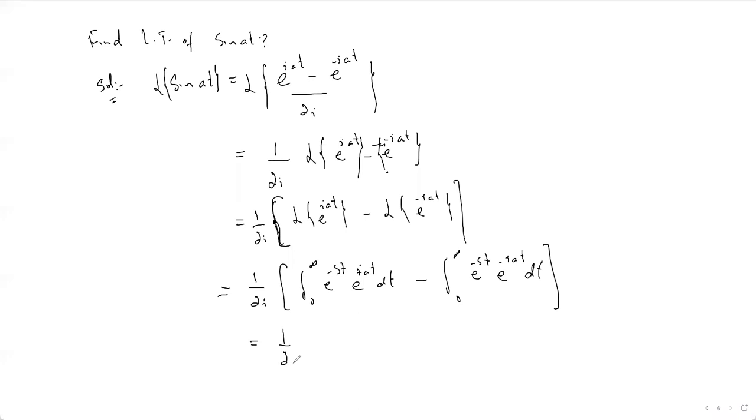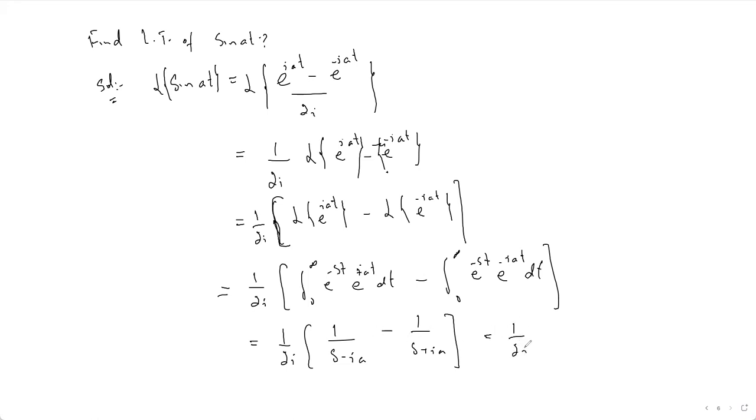This will be 1 by 2 iota, 1 divided by s minus iota a minus 1 divided by s plus iota a. You do not need to solve it again and again, because we have done it just a while ago. Now you just simplify it.